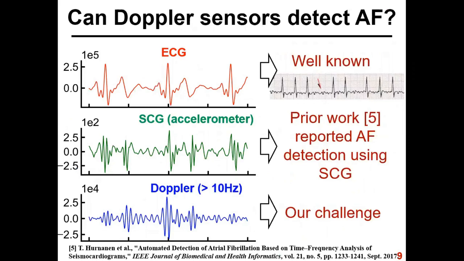Here in this work, our question is, can the Doppler sensor detect AF? ECG can detect AF, it is well known. And a prior work, reference number 5, reported that AF can be detected by using SCG, acceleration at the chest surface. Therefore, we think the Doppler sensor can detect AF because both SCG and Doppler measure the body surface displacement. The SCG measures acceleration and the Doppler measures the velocity of the body surface.